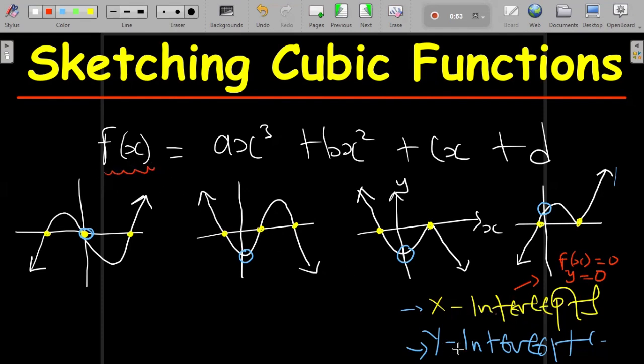And then when you're finding your y-intercept, it means your x should be equal to 0. So wherever there's x here, I'm just going to put 0, and whatever remains will be my y-intercept.